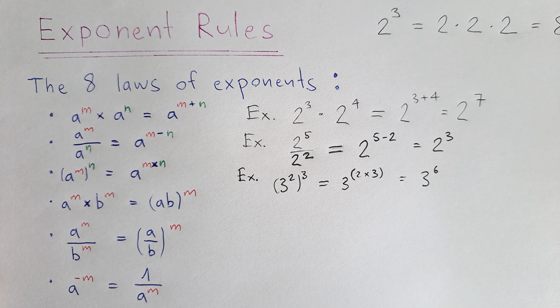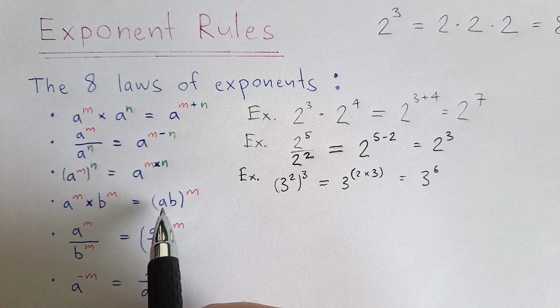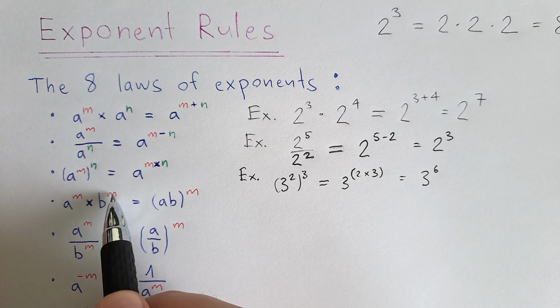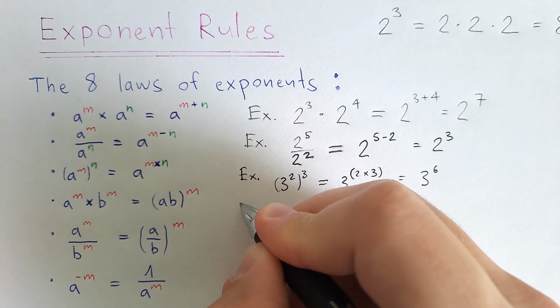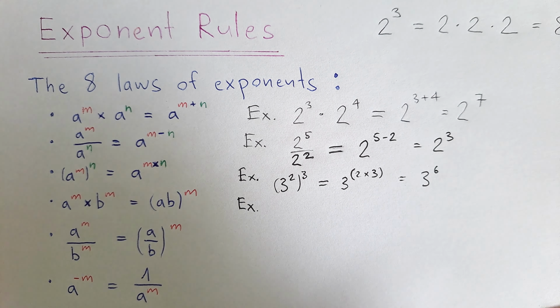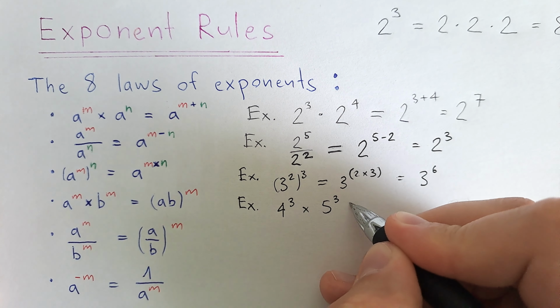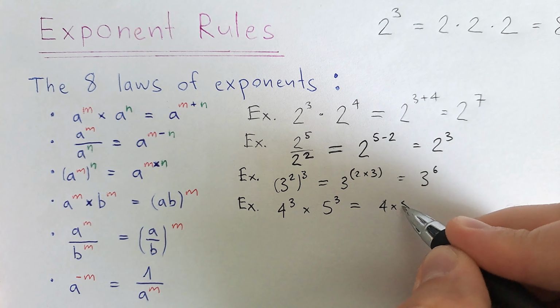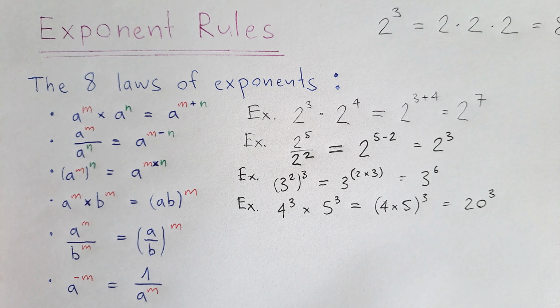Now, what about when you have different bases with the same exponent? Simple, you multiply the bases together. So 4 to the power of 3 multiplied by 5 to the power of 3 becomes 4 multiplied by 5, all to the power of 3, which simplifies to 20 to the power of 3.